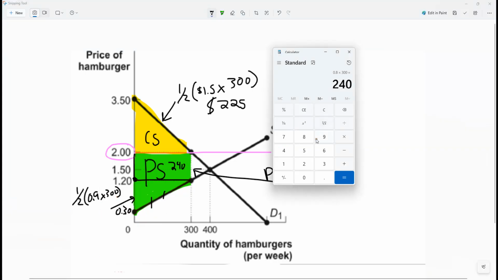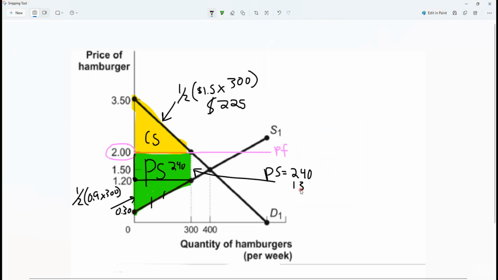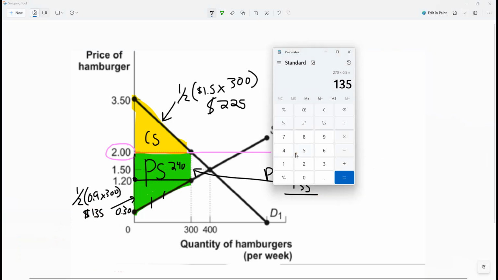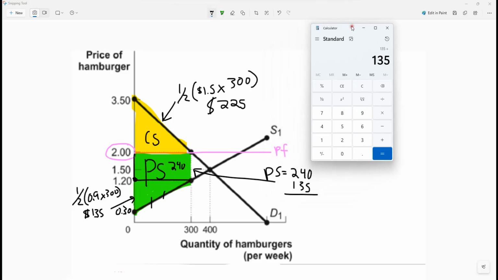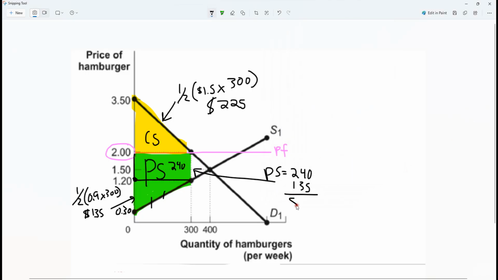And then we'll put that in the calculator. 0.9 times 300. That's 270. Half of 270 is 135. So 135. And we'll just add those together. Plus 240 is 375. So 375. And now we're done. This is the consumer surplus. This is the producer surplus.